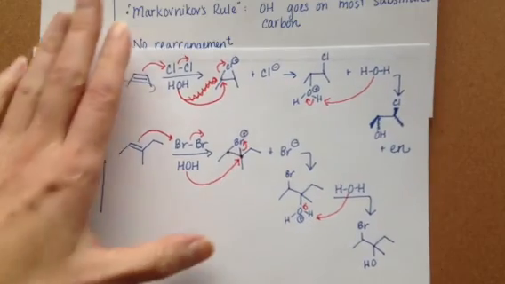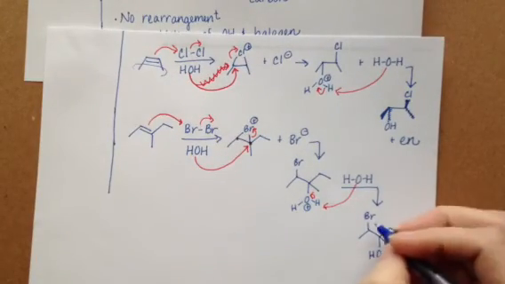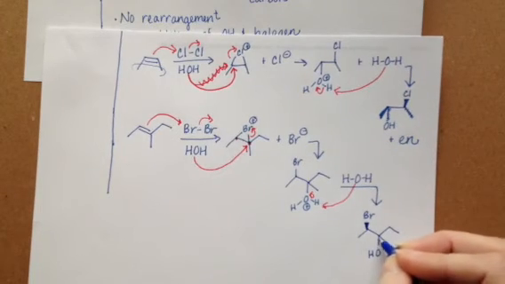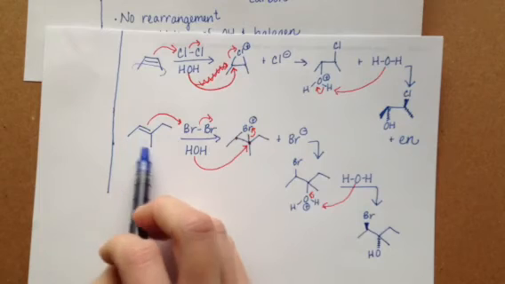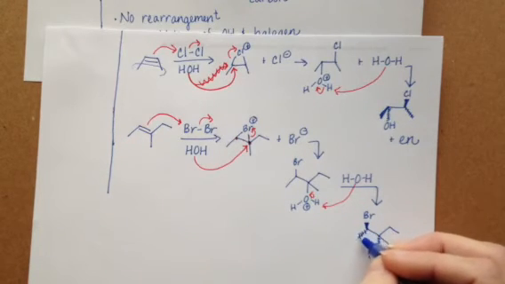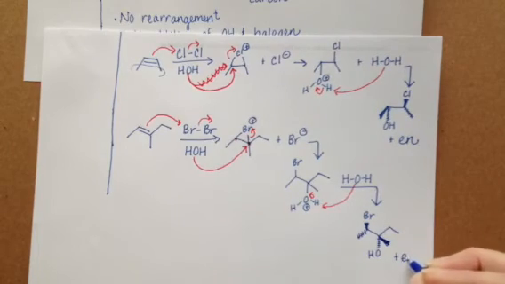Methyl group, and we have to consider our stereochemistry. The bromine and the OH group need to be anti to each other, and the two methyl groups, which were initially on the same side, they need to be anti to each other now as well. And we're going to make the other enantiomer of that.